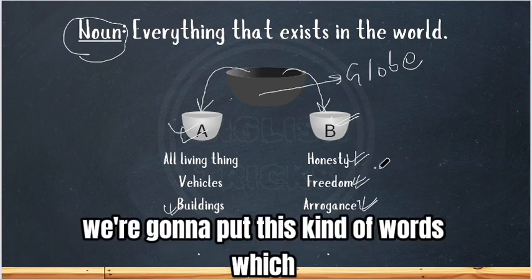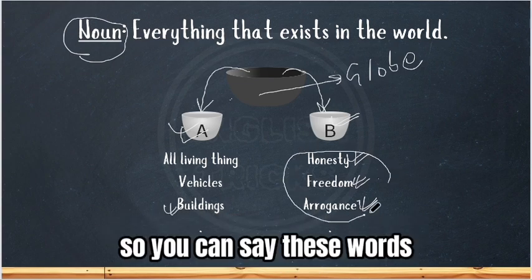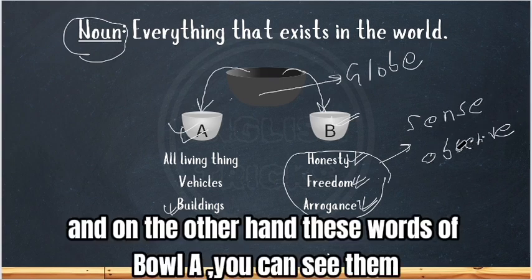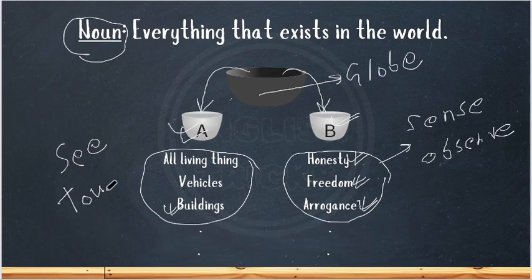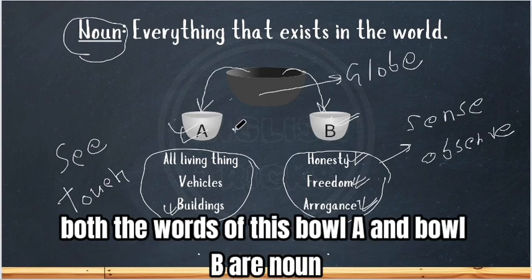So in bowl B, we're going to put this kind of words, which don't have any physical existence. You can say these words you can only sense and observe. And on the other hand, these words of bowl A, you can see them, you can touch them. So that's basically what a noun is. Both the words of bowl A and bowl B are nouns.